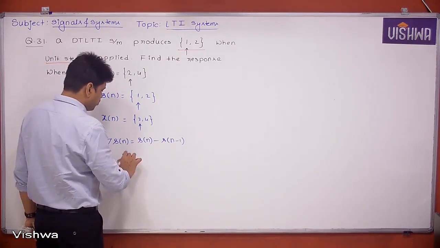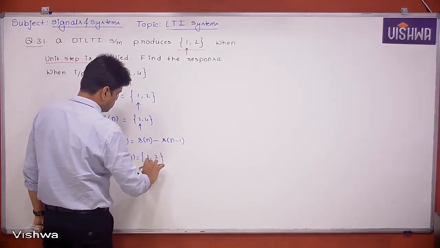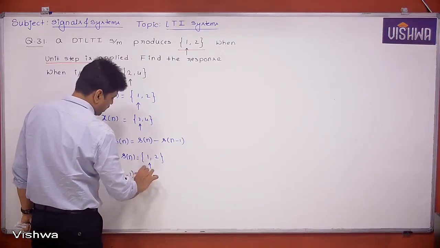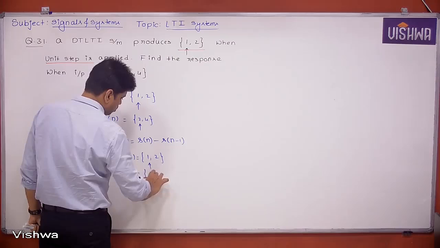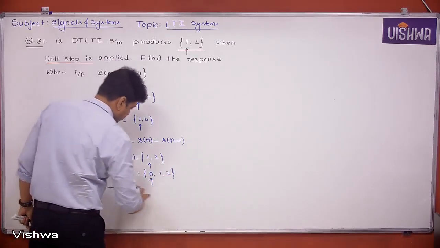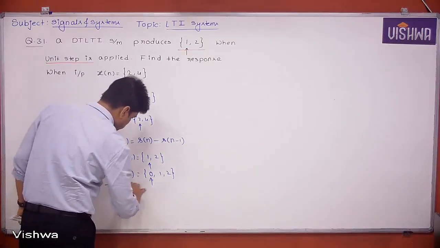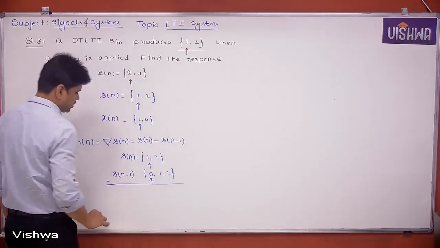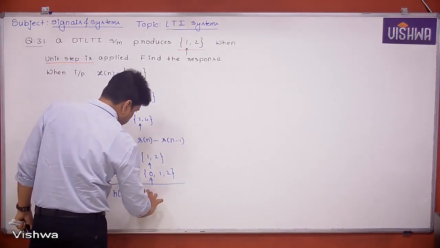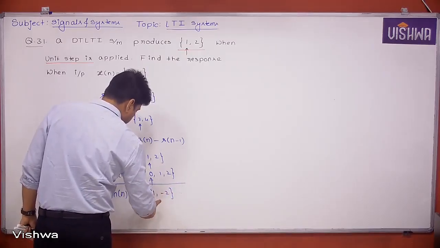So what is s of n? It is 1, 2. What is s of n minus 1? We have to delay by 1 unit, so it is 0, 1, 2. This is s of n minus 1. If I subtract them, I can get h of n. So what are we going to get? h of n is 1 minus 0, 1, 2 minus 1, minus 2. So this is the impulse response.